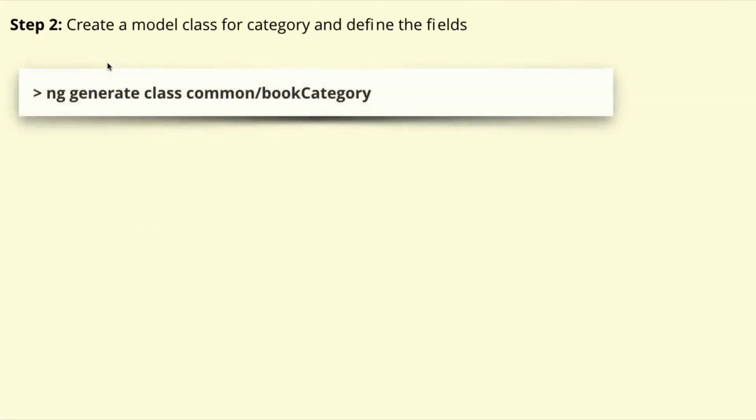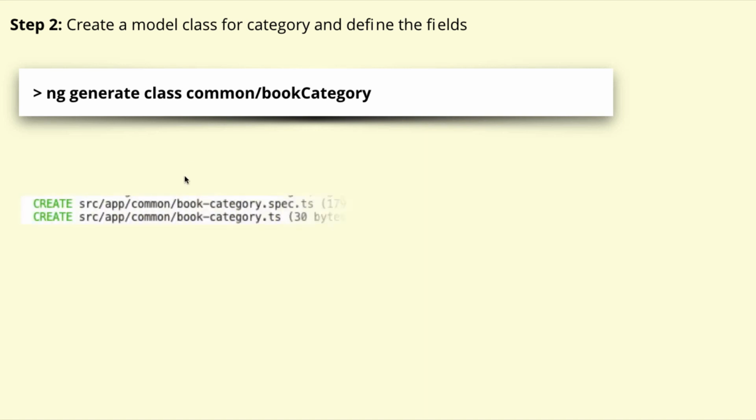So the second step is to create a model class for category and define the fields. So again, we are going to make use of Angular CLI to generate the model class, ng generate class and the class name, and we're going to keep it in a dedicated folder, common. And this is going to generate the necessary files, the spec file and the TS file.